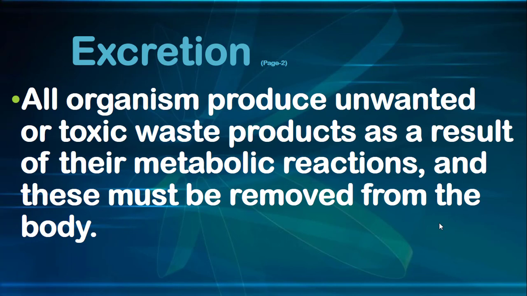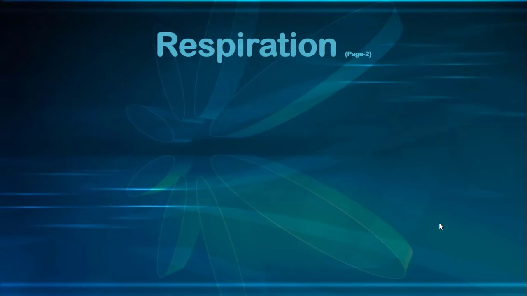So the removal of urea in the form of urine from your body is said to be excretion, and the removal of feces from the body, or the removal of undigested waste from the body in the form of feces, is said to be defecation.